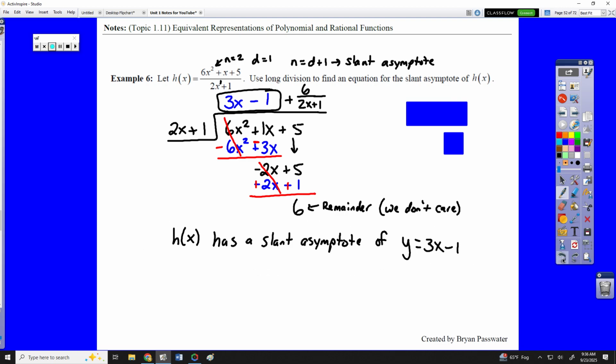Okay? And again, if this were an FRQ, we would not want to circle our answer. So we're not going to circle it here either. But the answer is y equals 3x minus 1.